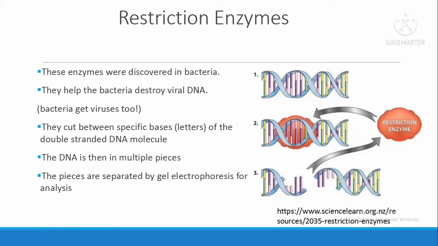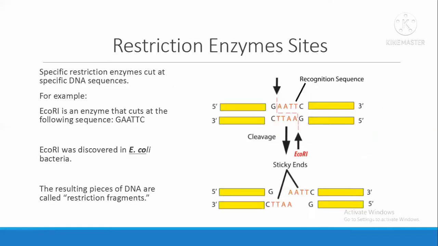The pieces are separated by gel electrophoresis for analysis. Ultimately, restriction enzymes act in a specific way to solve a problem. A specific restriction enzyme cuts at a specific DNA sequence. It must be known that a restriction enzyme is not a single enzyme. It's a set of enzymes that have the same characteristic, but each is specific for its own site, its own substrate.